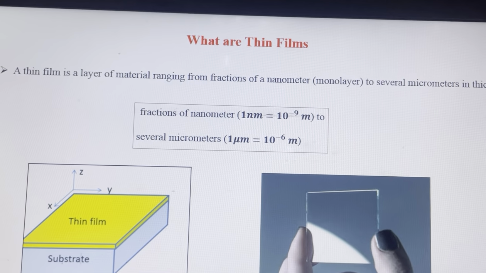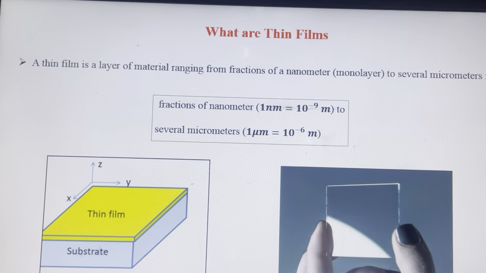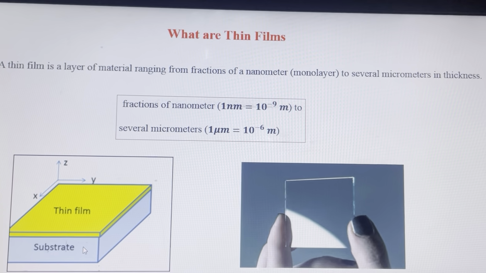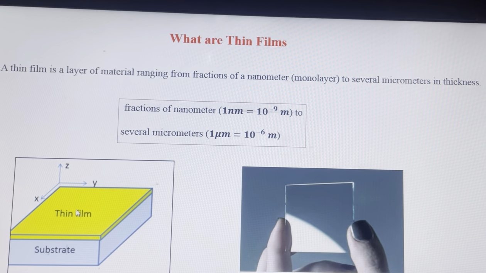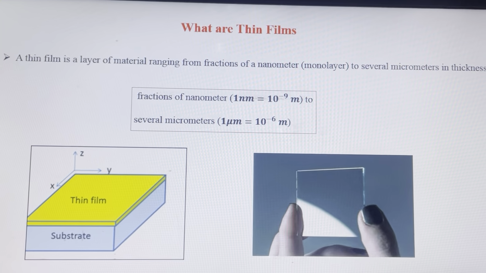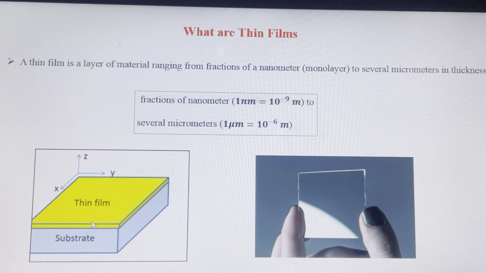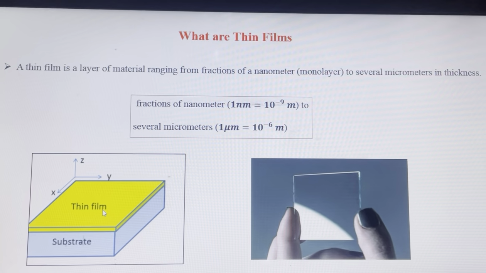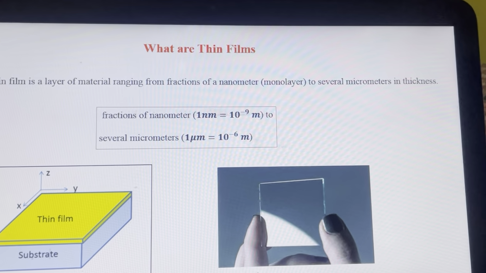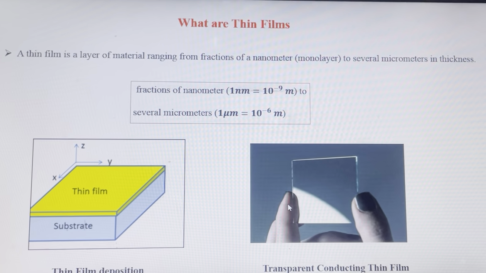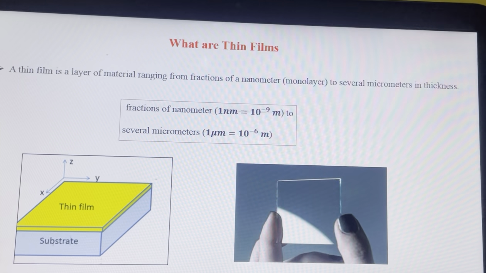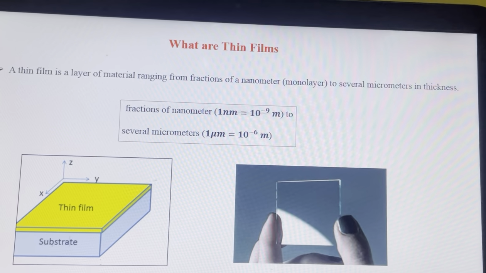Thin films comprise two parts: one is the substrate and the other is the target material which is deposited on this substrate. So this is the thin film deposition, where we take the substrate on which we deposit the specific target material. This is an example of a transparent conducting thin film which is deposited on a glass substrate.